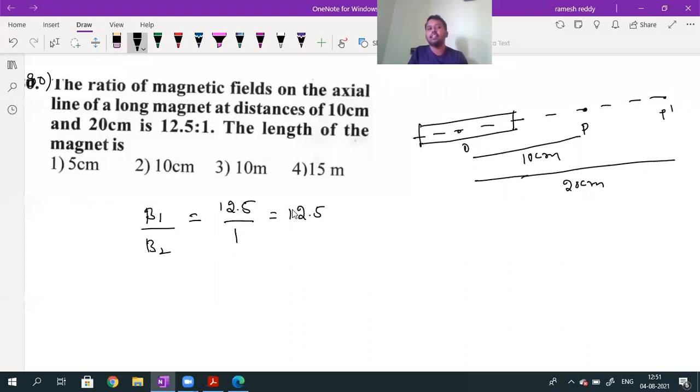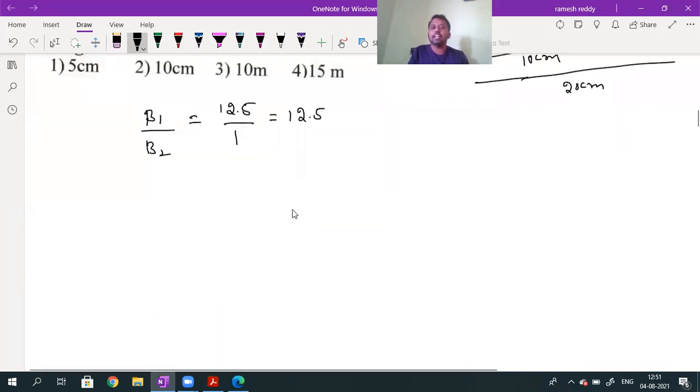12.5:1. So distances are given. I will call one distance D1. What is the D1 value? 10 centimeters. And what is the D2 value? The D2 value will be 20 centimeters.